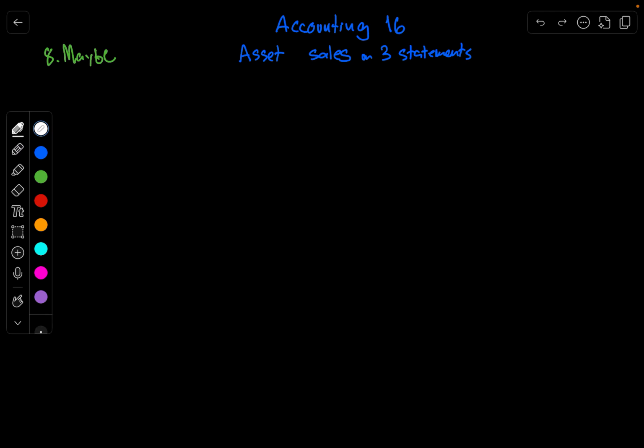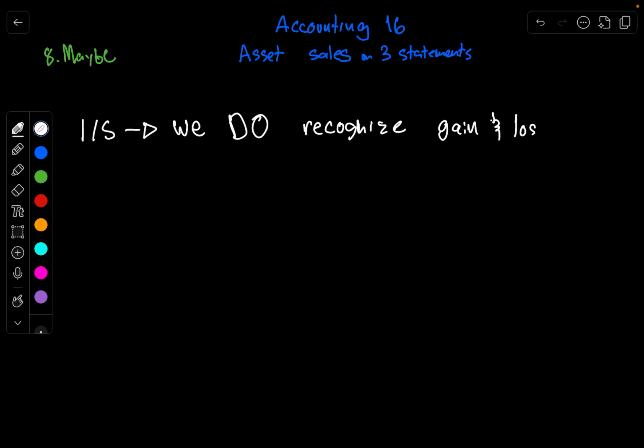So something to keep in mind, and this is a really, really important thing. On our income statement, we do recognize gains and losses on asset sales. And that's really, really important to keep in mind, right?